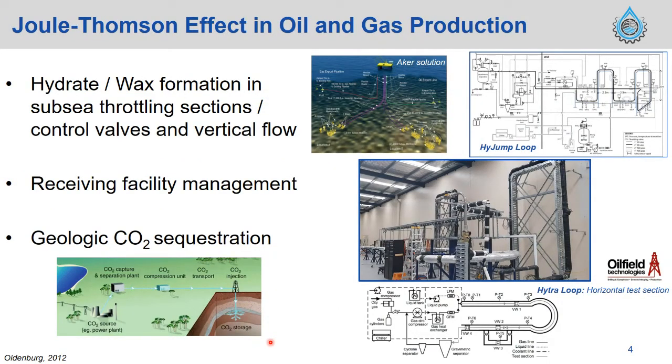So let's have a look at the Joule Thomson effect on oil and gas production. Our group studied hydrate formation and wax formation for flow line systems. We have the Hydra loop, which is a horizontal test section, and the High Jump loop, which is a vertical section. Now they are located in the Oil Field Technology. To expand our capability, we're also focusing on the subsea filtering section, control valves and some vertical flow, where the pressure drop induces some cooling in the flow line.